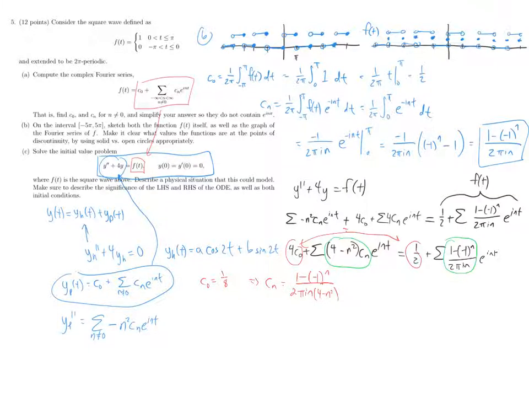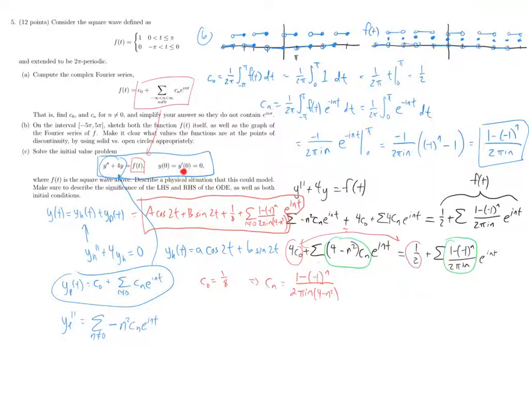So our final solution is A cosine of 2t plus b sine of 2t plus our particular solution, which is 1/8 plus 1 minus negative 1 to the n over 2 pi i n, I'm running out of room, 4 minus n squared, e to the i n t. So that is our general solution.